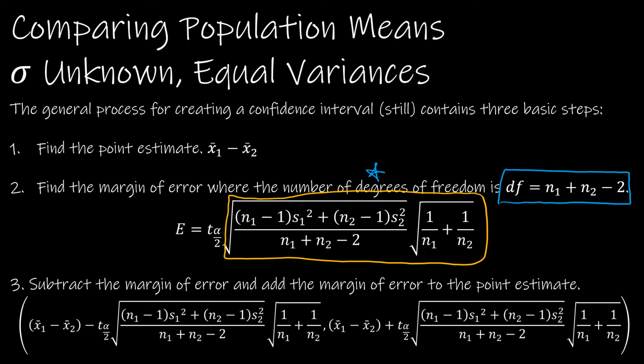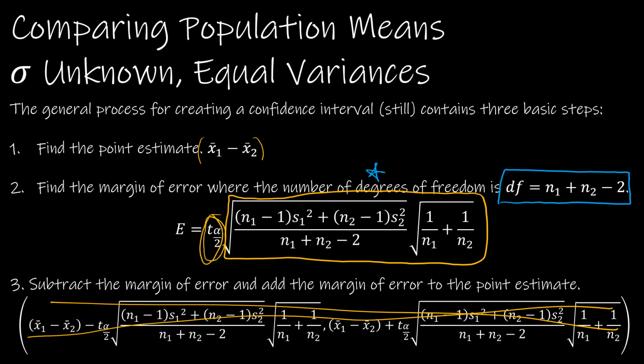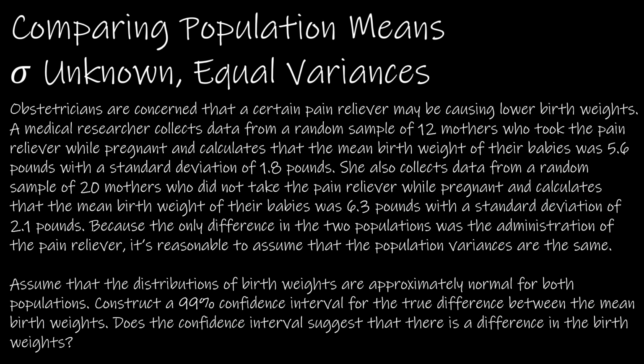And then again, the margin of error is just going to be added and subtracted. So instead of worrying about how scary this looks, remember we're just taking x1 minus x2 and we're either adding this or subtracting it. And again, using that T model for the critical value. So let's take a look at a question together.